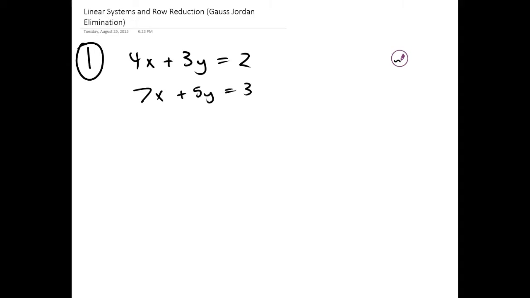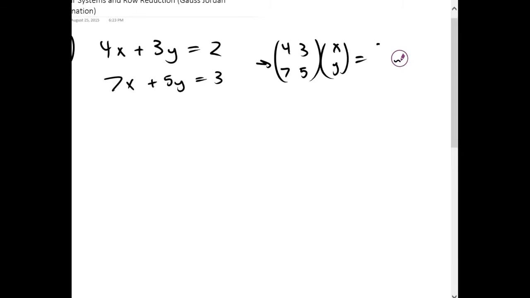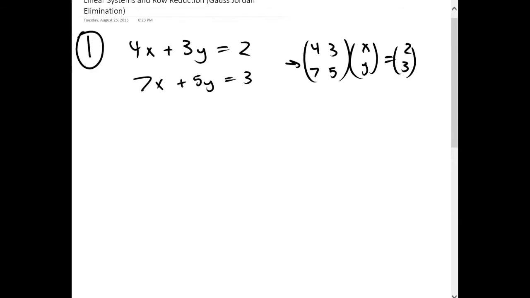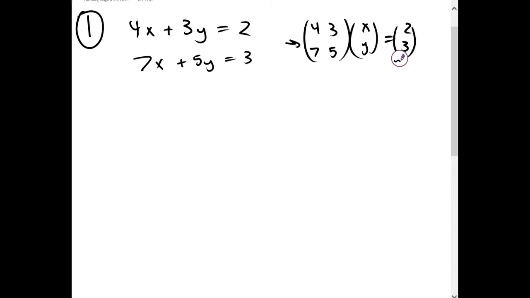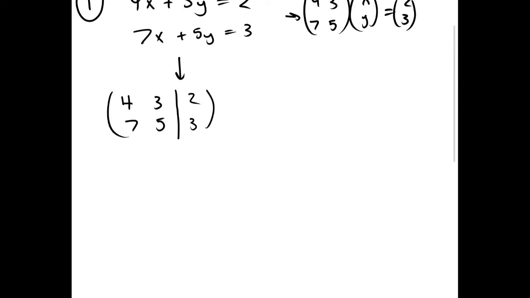So our first example is the system 4x plus 3y equals 2, and 7x plus 5y equals 3. And this could also be written in matrix form as 4, 3, 7, 5 times x, y equals 2, 3. So the way we go about solving this is we put it in its augmented form as an augmented matrix, so 4, 3, 7, 5, and we put a line right here, put 2, 3 on the other side, and now we begin the process of row reduction.